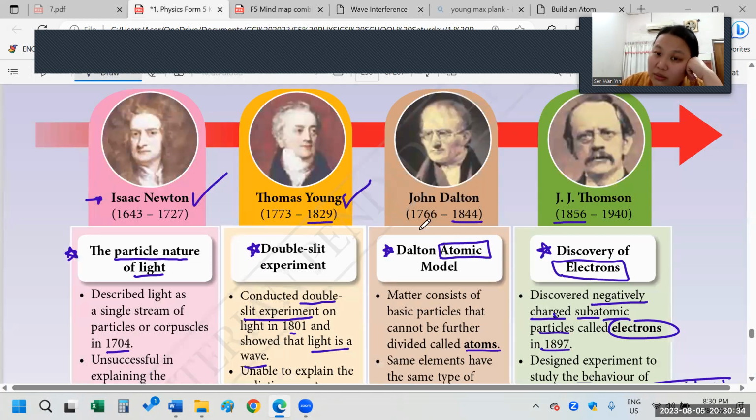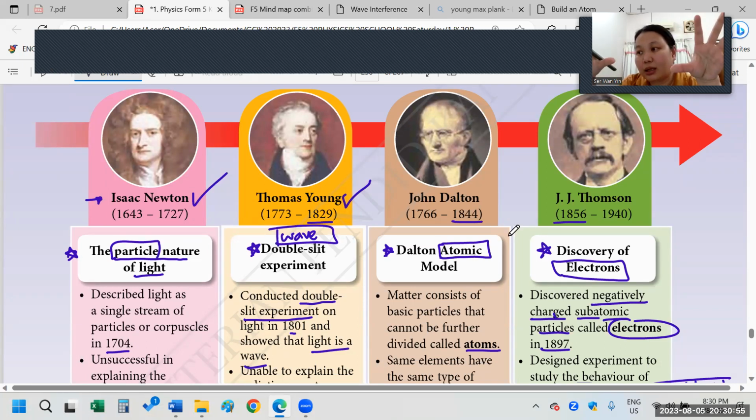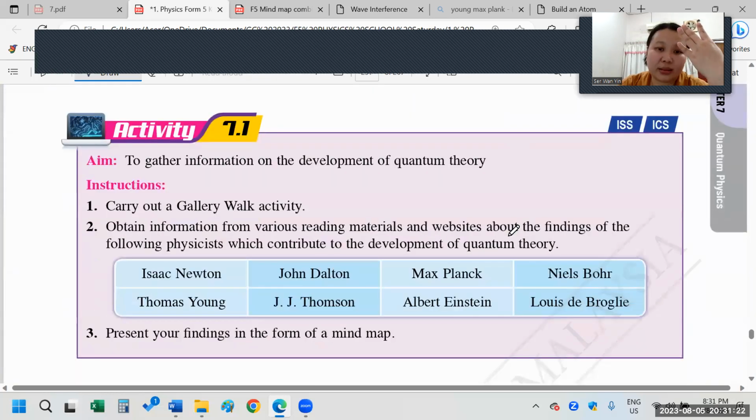Then come to John Dalton. He said everything is made up of atoms. So you remember atom. And this is particles, this is wave, this is atom. Then J.J. Thomson's discovery, the electrons. Okay, so here now the basics of quantum physics are already introduced. I mean the key to open the door of quantum. The 4 keys are already here. Light is particles, light is wave, atom, inside got electron. Now the 4 keys are here, then open the door of quantum.